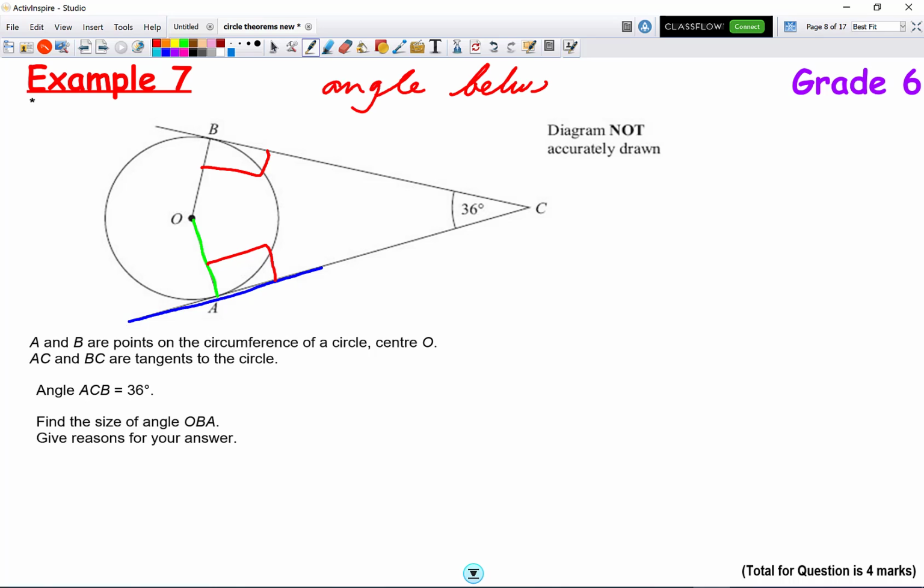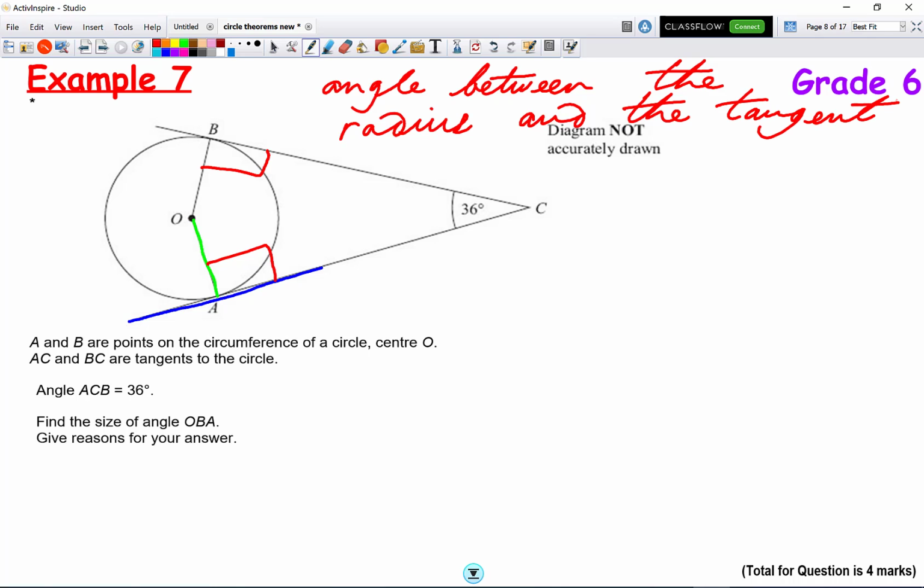between the radius and the tangent is 90 degrees. Okay, so we've written it down. Now we want to work out what angle OBA is, but this is OB and A. So now we need to draw in another line.